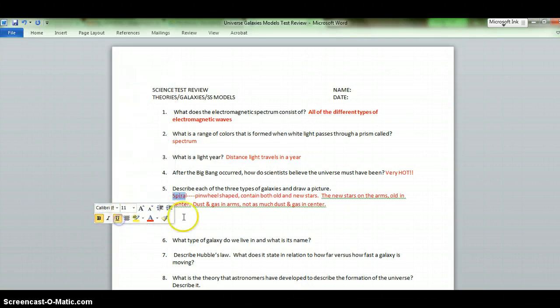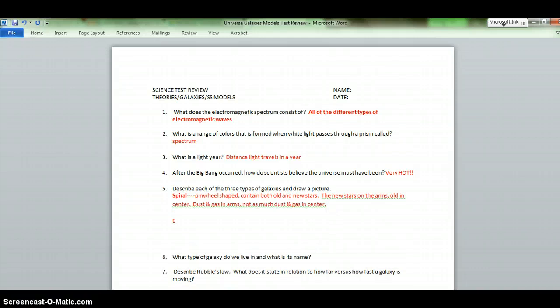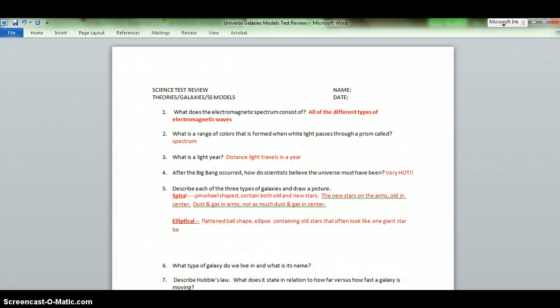The other galaxy that we're going to talk about next would be the elliptical galaxy. And the elliptical galaxy, they resemble a flattened ball. And they consist mainly of old stars. Sometimes they look as if they are one giant star. So they are a flattened ball shape, like an ellipse, just like our orbit, containing old stars that often look like one giant star because there is little dust and gas. It's been burned up.